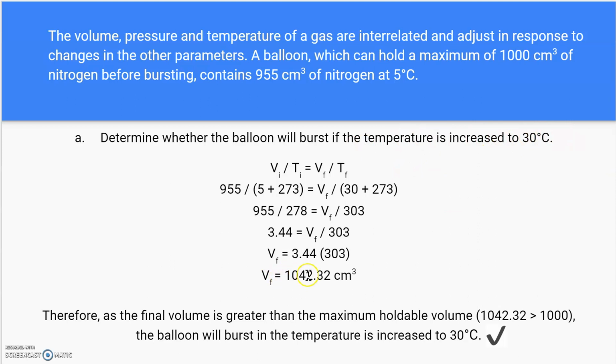Now, 1042.32 is greater than 1000. So, as the final volume, if the temperature is increased to 30 degrees Celsius, is greater than the maximum holdable volume of the balloon, it will burst, as it is impossible for the balloon to hold it. It overpasses its maximum volume capacity. So that would be the end of this problem.